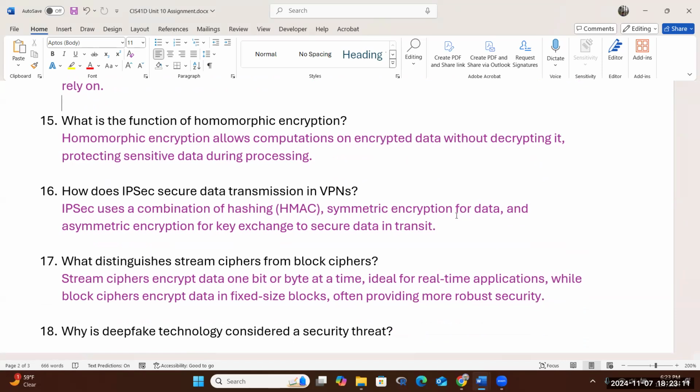Oh, and if I forgot to touch on 15, the function of homomorphic encryption is that it allows computations on encrypted data without decrypting it, protecting the sensitive data during processing. So if you have data in use, it doesn't have to be decrypted to protect it.